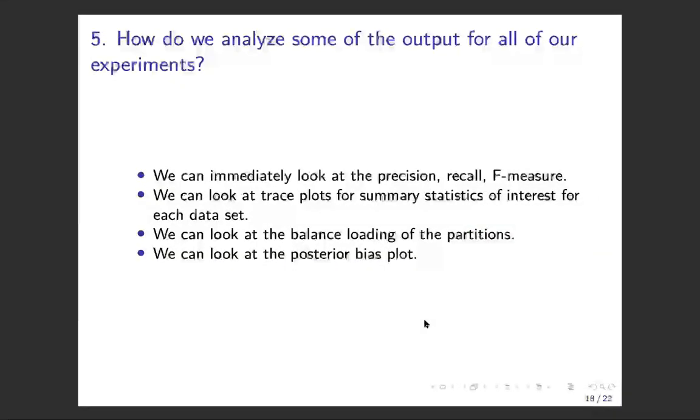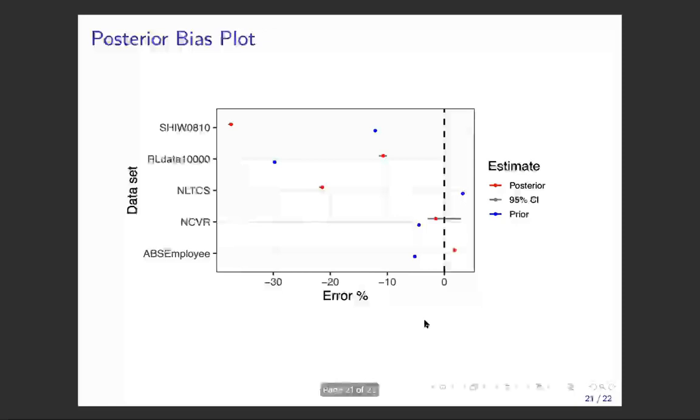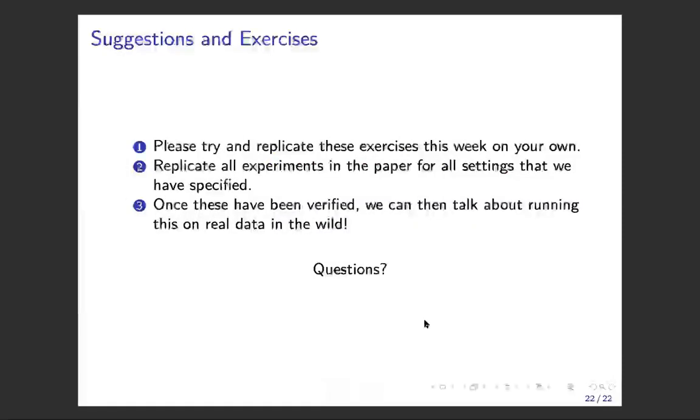Then we can look at the different plots that I showed a moment ago to make sure that things look pretty sensible, and there are different kinds of plots. This is just a small subset of what we looked at in the paper: the trace plot, the load balancing, the posterior bias plot. So you might try to replicate these on your own. You could try to replicate the experiments in the paper. And then we could talk about running this for other data that you might want to run the dblink method on, and things like that.